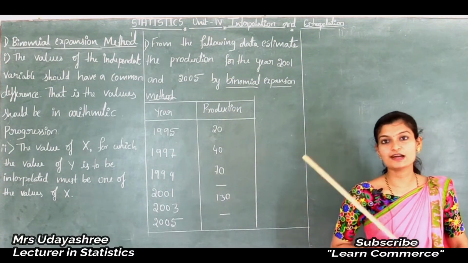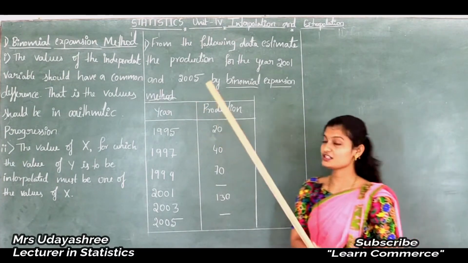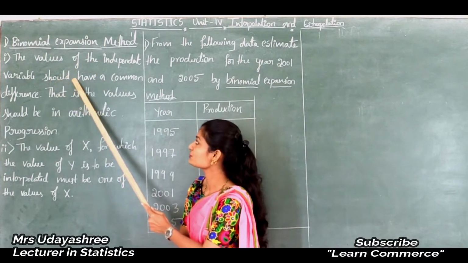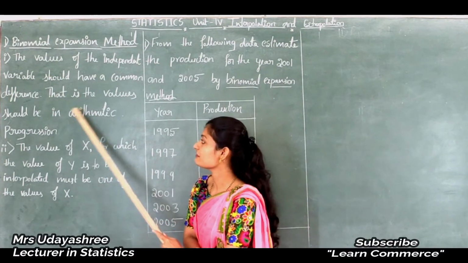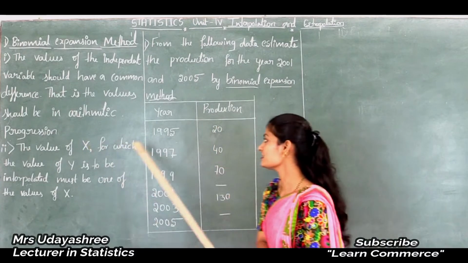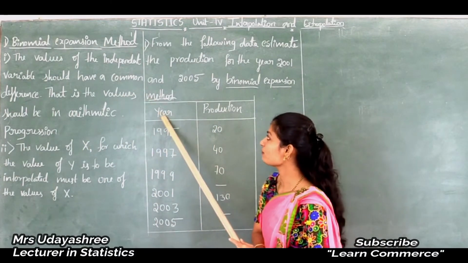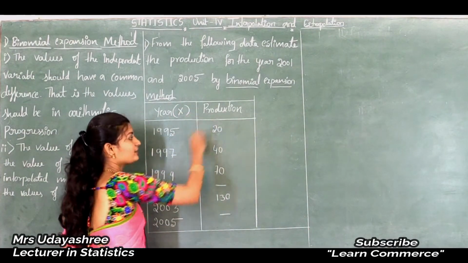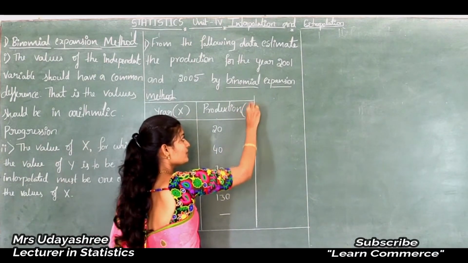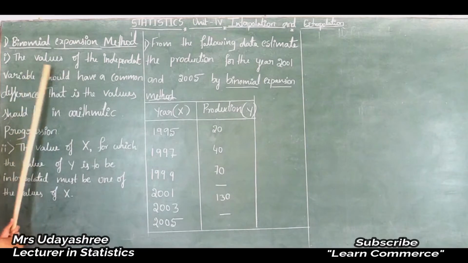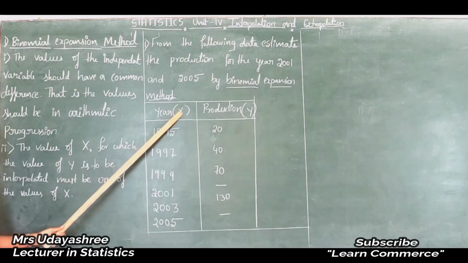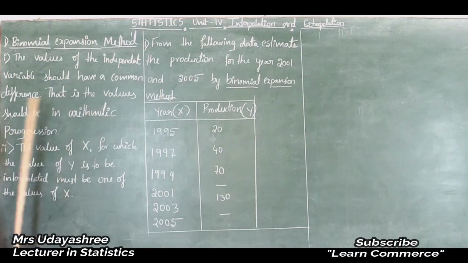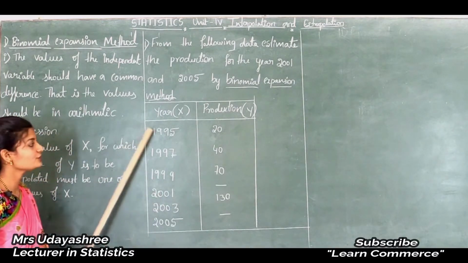To apply the binomial expansion method there are two conditions. The first condition, which we already discussed in the previous class, is that the values of the independent variable should have a common difference, that is, the values should be in arithmetic progression. Here x is the independent variable and production is the dependent variable, or y variable. So the values of the independent variable should have a common difference, that is, they should be in arithmetic progression.